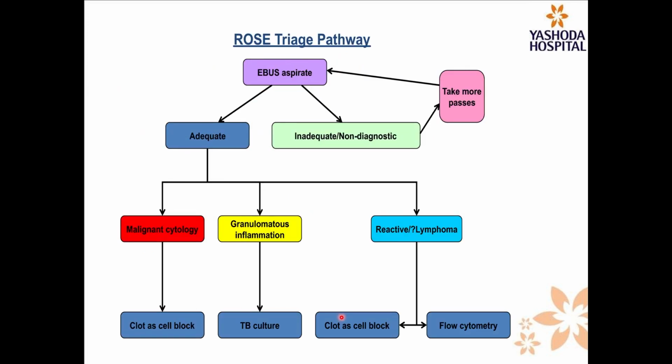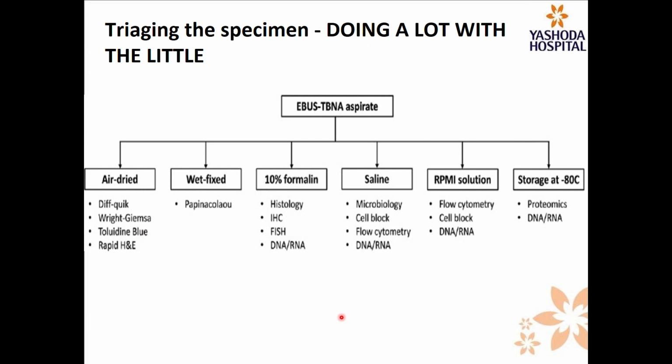So this is in short the Rose triage pathway which we follow. The aspirates, if they are adequate, showing malignant cytology, have to be submitted as cell block. If they're showing granulomas, TB culture has to be carried out in that. If there are reactive lymphoid tissue, or it is suggesting a lymphoma diagnosis, the clots can be prepared for cell block, and this can also be submitted in RPMI media for flow cytometric analysis. If it's inadequate or non-diagnostic, more passes have to be taken. So this is again, in short, the triaging of the EBUS TBNA aspirate.